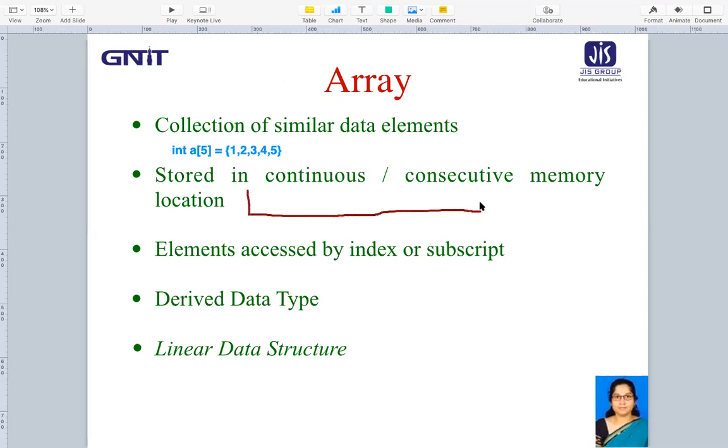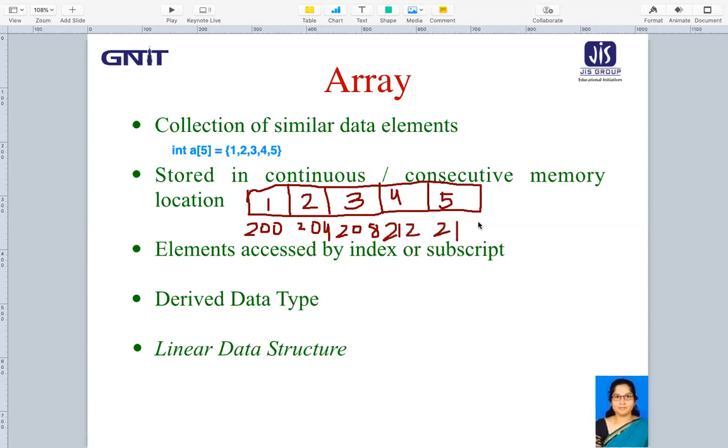So if I draw a memory map like this, 1, 2, 3, 4, 5. This is 1, this is 2, this is 3, this is 4, and this is 5. And the memory locations will be something like, if it starts from 200, it will be 204, it will be 208, assuming it's a 64-bit compiler and 4 bytes is the size of integer. It is 212 and this is 216.